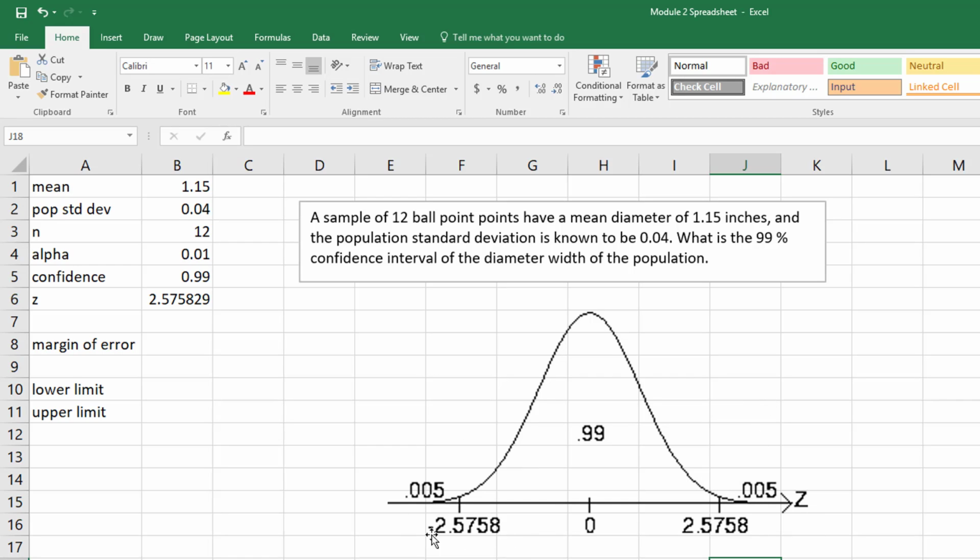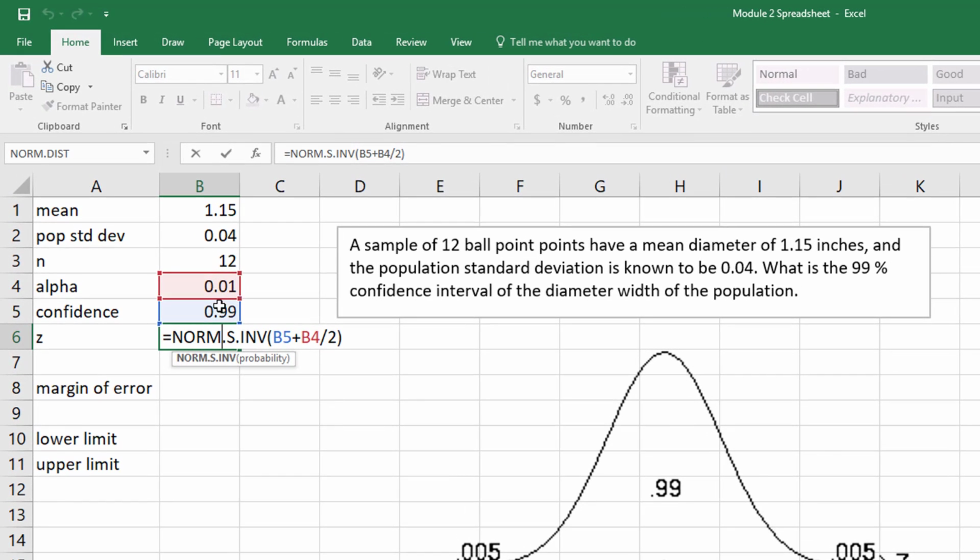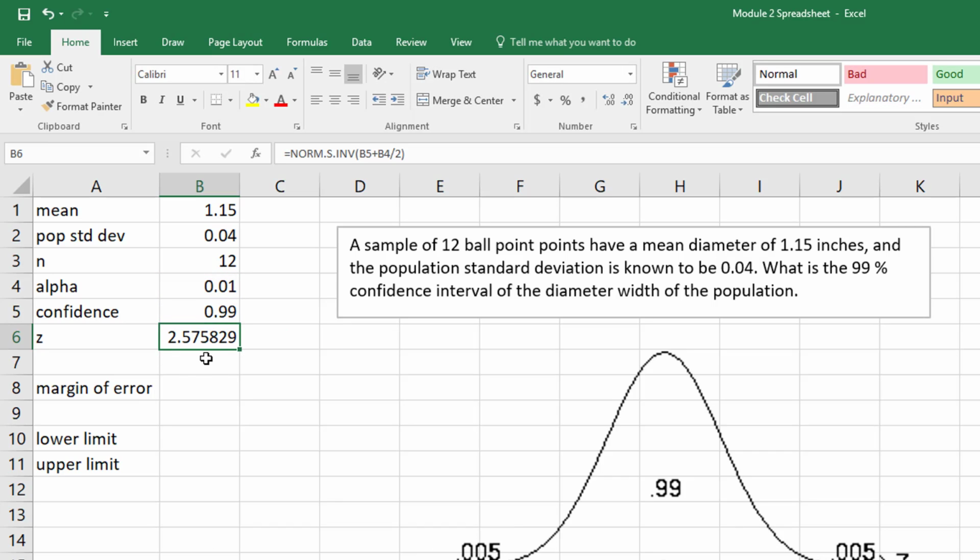So you could either look this value up in the book and then take the absolute value, making it positive, or you have to be careful that you're really looking up 0.995. That's why I had to use the formula to do the 0.99 plus that half right there. And then that would give me, as you can see, that value.